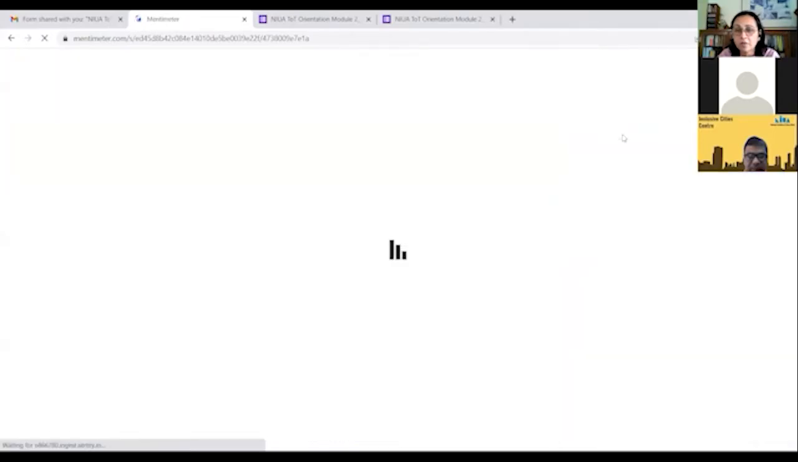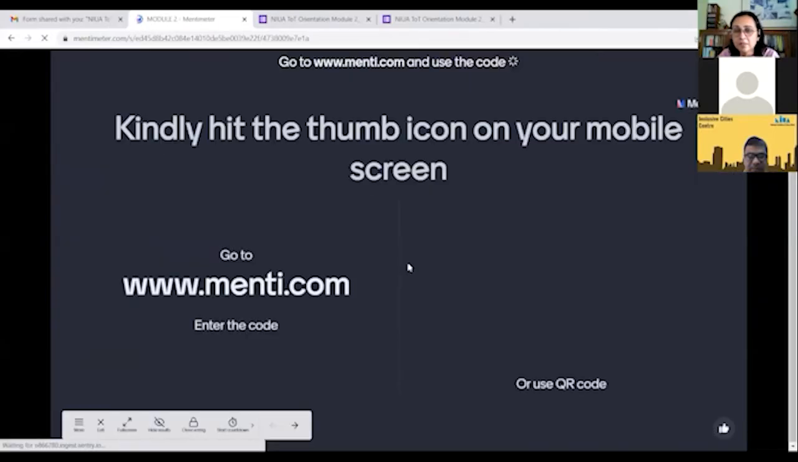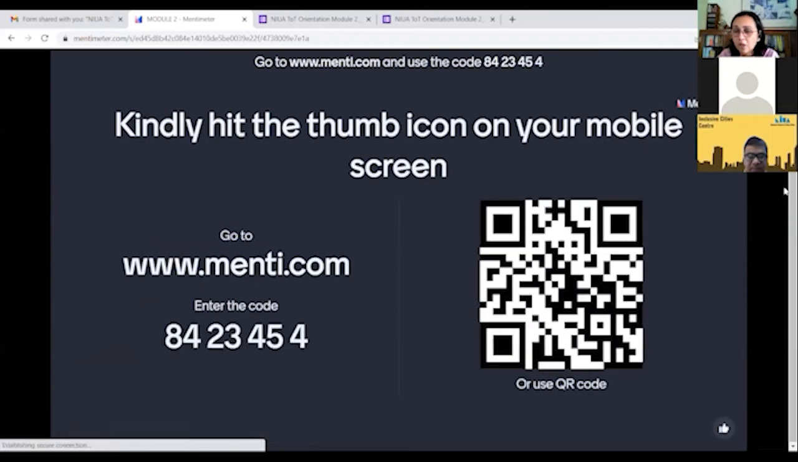We can use Mentimeter directly on our phones or devices by either just scanning this QR code or entering the code that is mentioned here, even on your laptop or your PC. It can be accessed by going to menti.com.